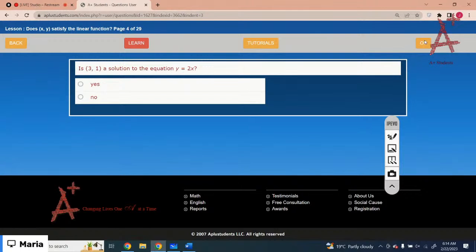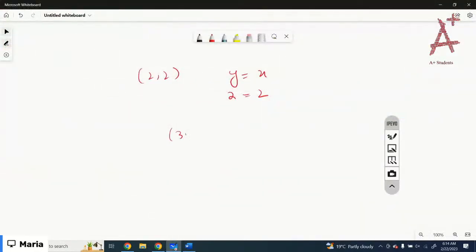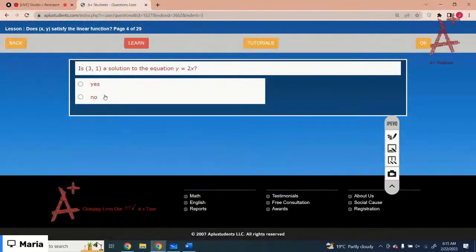Okay, is (3, 1) a solution of this equation? So the point is (3, 1) and the equation is y equals 2x. x is 3 and y is 1. 1 equals 2 times 3. So 2 times 3 is 6. 1 equals 6? No, they are not equal. Got it? So y equals 2x? No, they are not equal.